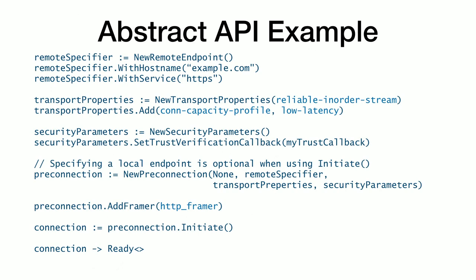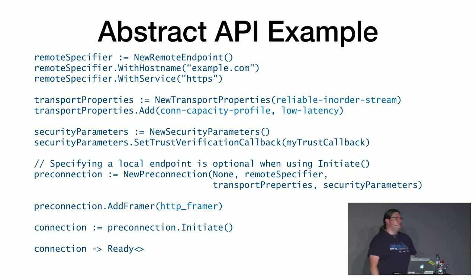So how does this look in abstract code? We have a remote specifier with the hostname example.com and the service HTTPS. I want transport properties, reliable in-order stream. This is a shorthand; you can also specify a bunch of properties individually, that you want it reliable, that you want it in order, and so on. And you say, I want the capacity profile low latency added to it, so that you optimize for latency. Then you configure your security parameters for the encryption and create a pre-connection object with all these parameters. On the pre-connection, you can say, I want an HTTP framer, so I just get HTTP requests and responses as messages and don't have to care about anything else. And then you call preconnection.initiate and get your connection object back.